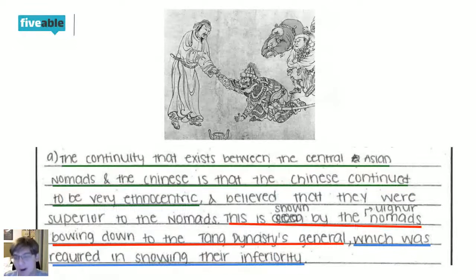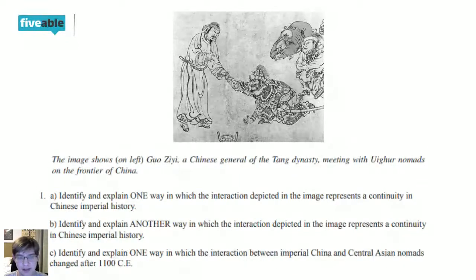First part: identify and explain one way in which the interaction depicted in the image represents a continuity in Chinese imperial history. So it's basically asking for a continuity shown in this photo. The word continuity should tick you off, and when it says depicted in the image, you know you're going to have to pull straight from the image. And it's always going to say something along the lines of identify and explain, so you're going to have to give an example, identify something. Now let's take a look at part A, and then we'll go back and read part B, and so forth.